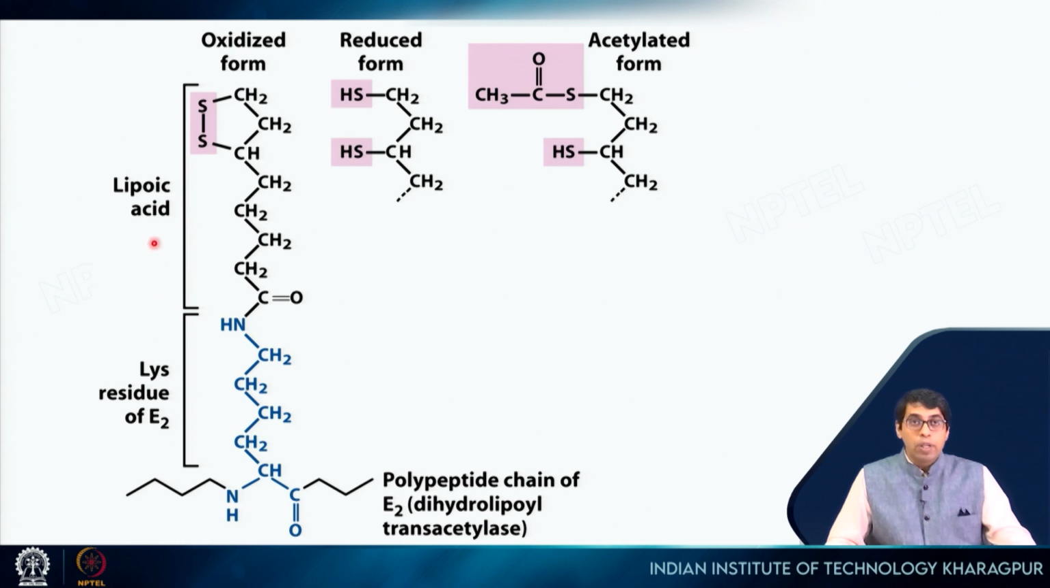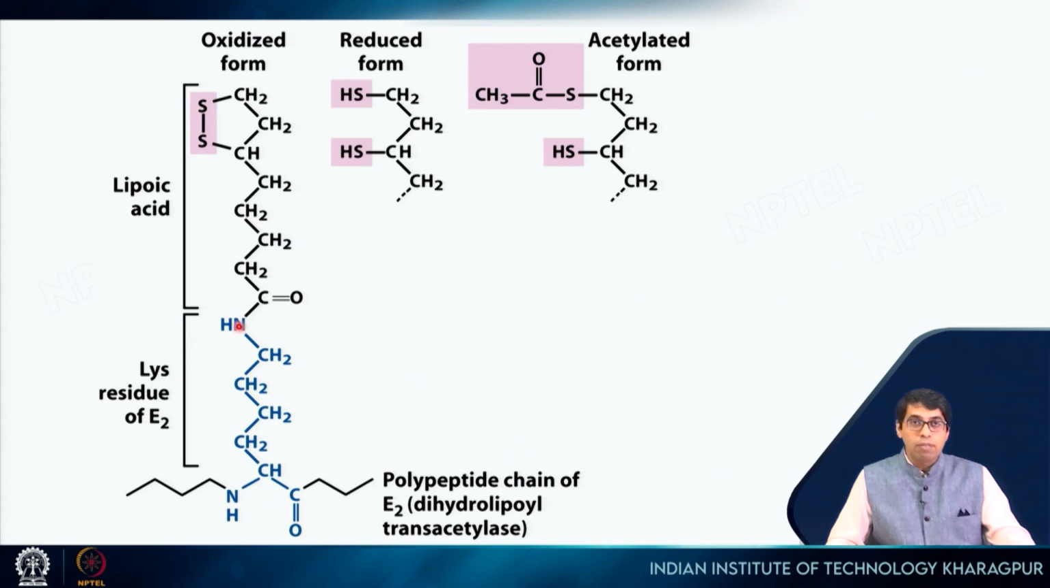This is the lipoic acid, the other cofactor that we have not seen before. So, you can see that there are all these different parts. So, this is connected to the side chain. So, this is E2 enzyme. So, there are 3 enzymes E1, E2 and E3. This is a lysine of the enzyme E2, right.